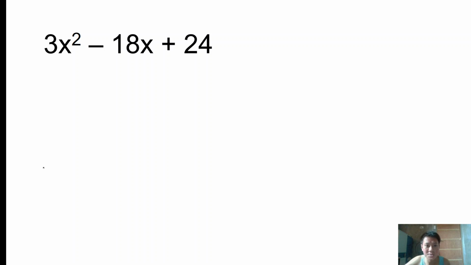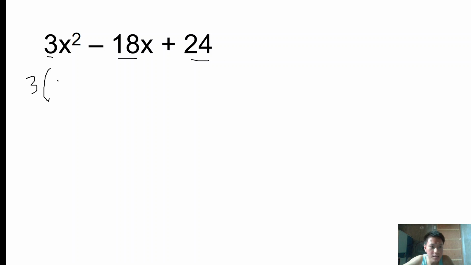Feel free to try this problem and pause the video for a while kung gusto ninyo para matry ninyo kung paano ito i-factor. Okay, so let's solve. As you can see, they are all divisible by 3. 3 is divisible by 3 itself. 18 is divisible by 3. 24 is divisible by 3. So we can simply, ayan, lagay natin yung 3 as their common factor and divide each term.